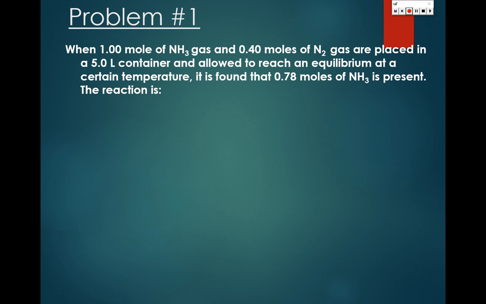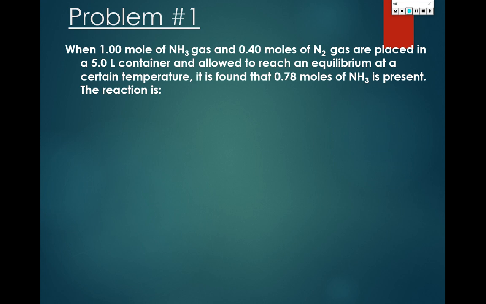So it says when 1 mole of NH3 gas and 0.4 moles of N2 gas are placed in a 5-liter container. So first of all, you're given moles and then you're given a separate liter. Is that concentration yet? No. So we're going to calculate 1, 2, 3 concentrations.